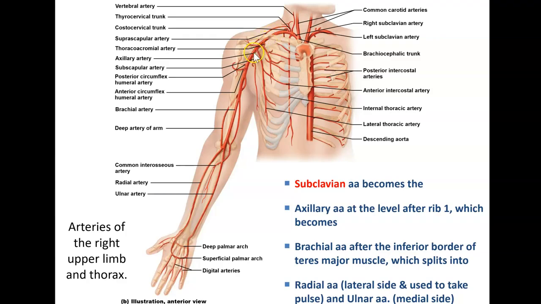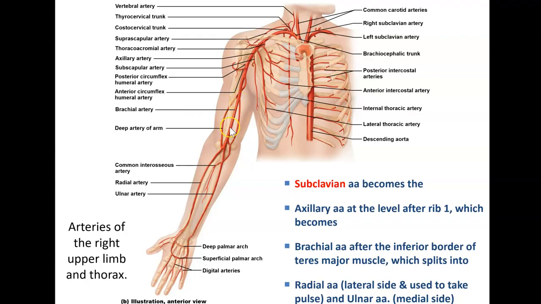The axillary artery gives off many branches, as you can see here, but I'm only holding you responsible for knowing the axillary artery, and at its very last portion here, it is going to change its name to the brachial artery after it passes the inferior border of the teres major muscle. So at this point, it becomes the brachial artery.